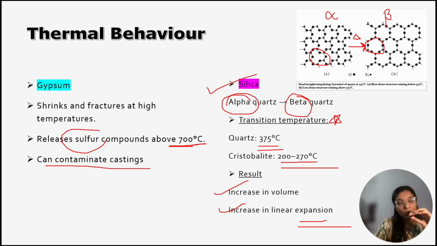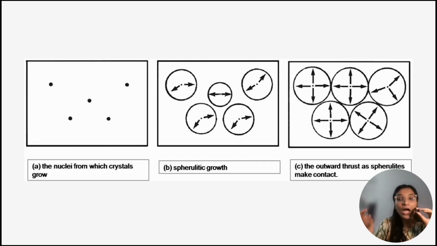Now we will understand how expansion takes place. These are the nuclei from which the crystals grow. Suppose these are the powder particles, and when we mix it with water, these nuclei will exert outward thrust. These outward thrusts make the spherules contact each other, and it will cause expansion. So outward thrust causes the expansion.